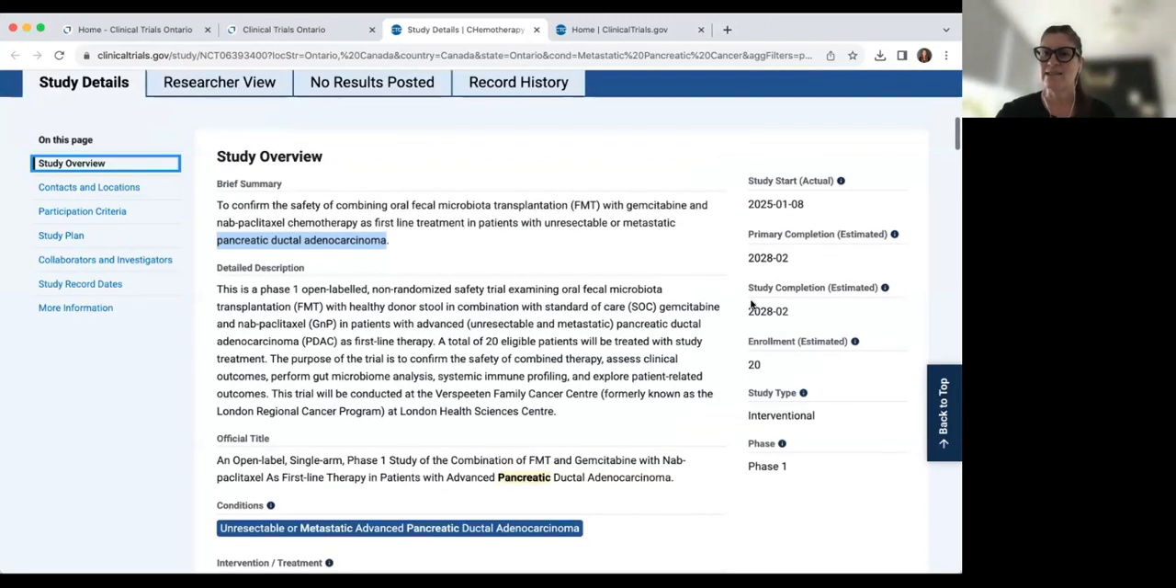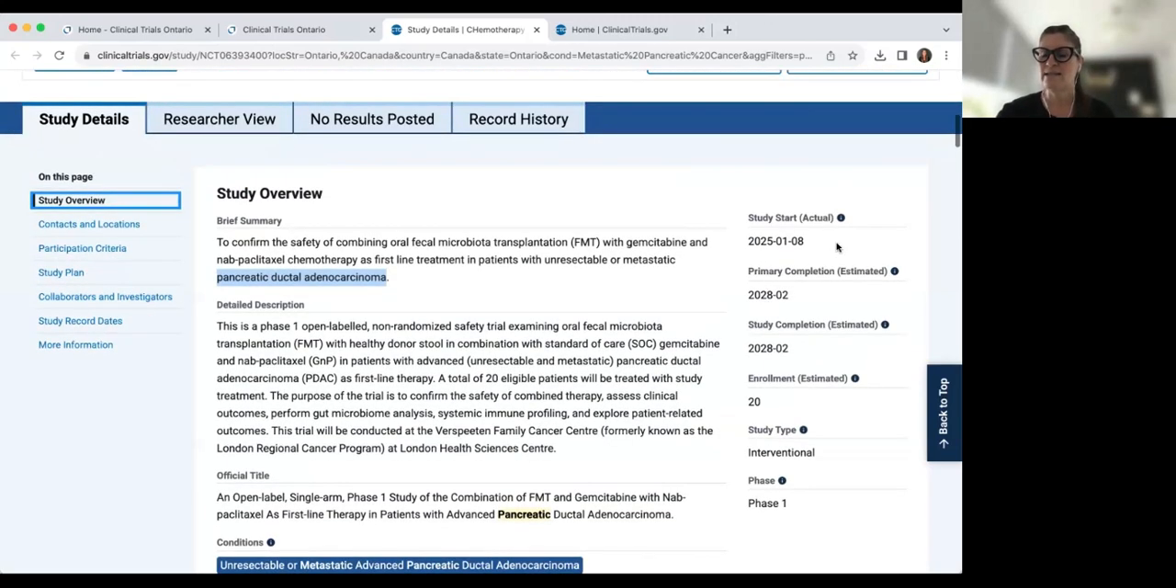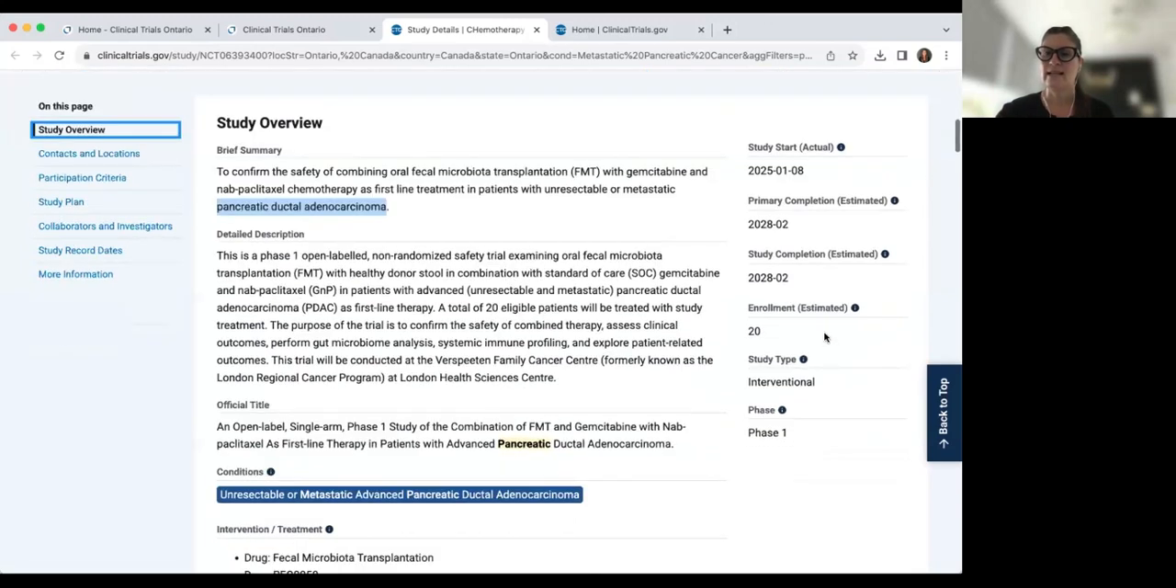So if we look on the side here too, the study just started this year in January. They are thinking it's going to be about 3 years to complete this. You can see on this side, they're hoping to enroll 20 people. So it's not a lot of people, which probably tells you it's a phase 1 study. And bingo, it's a phase 1 study.